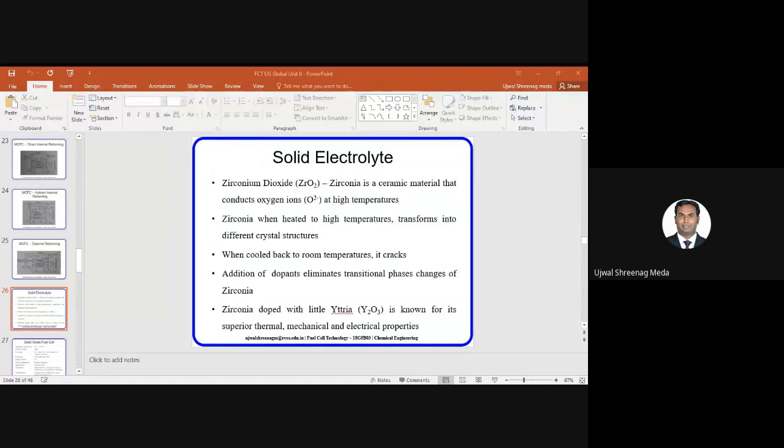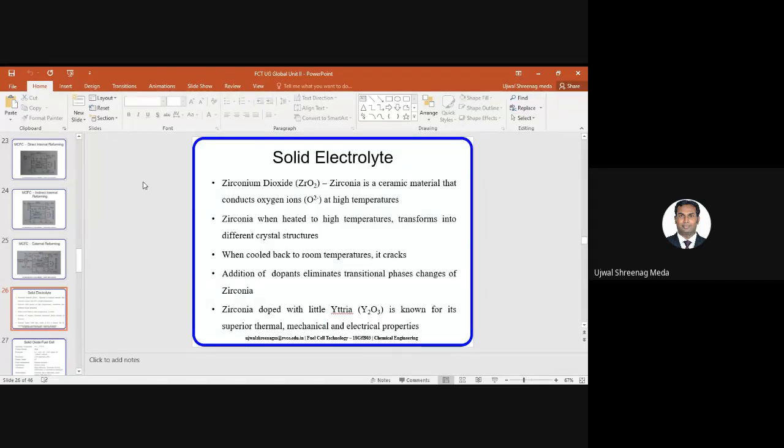Third is external reforming. A fuel reforming unit is completely external to the fuel cell. It takes place outside the fuel cell, and the fuel, which is a mixture of hydrogen and carbon dioxide, is let in. So that is the brief recap of MCFC. With that background, we shall proceed with the next type of fuel cell, that is solid oxide fuel cell, abbreviated as SOFC.